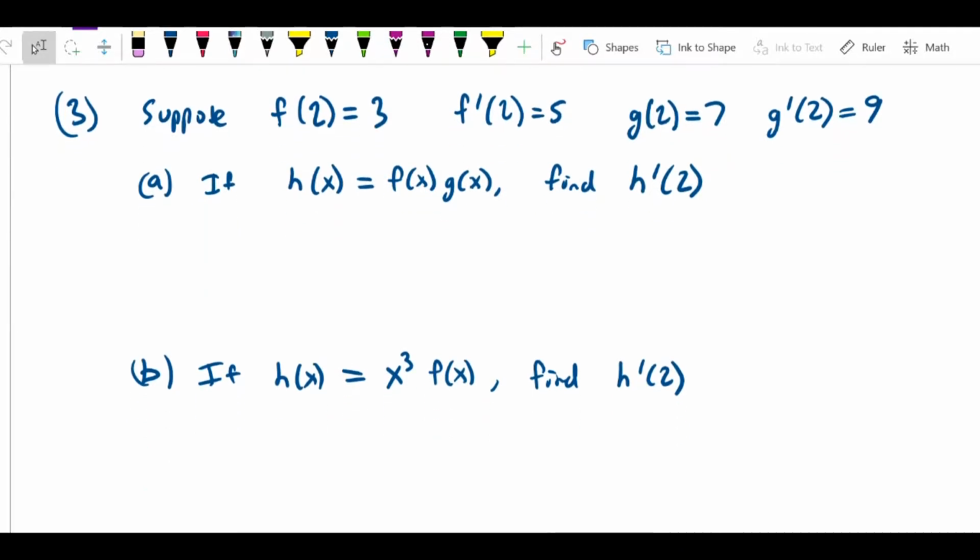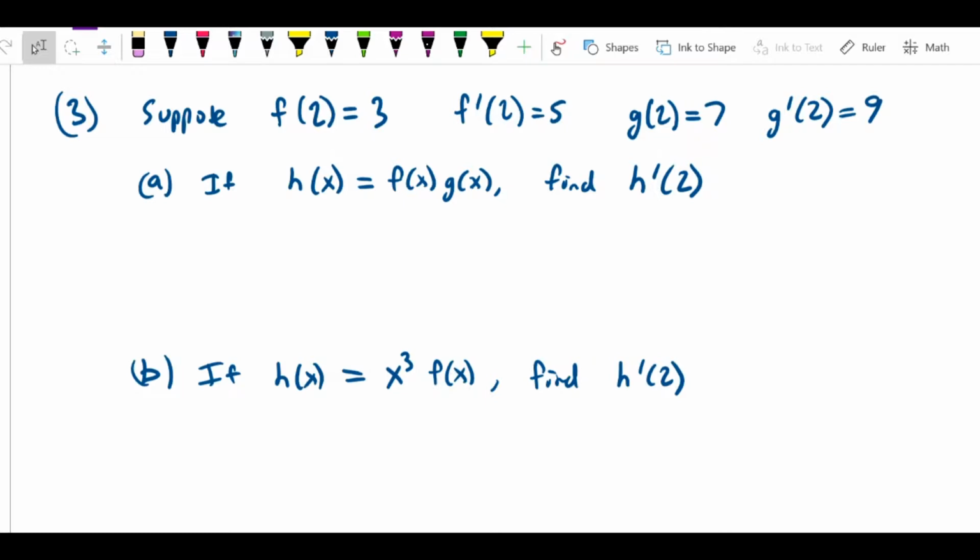Here we have a couple of problems that are a little bit more abstract. Let's suppose that all we know about f and g is that f of 2 is equal to 3, f prime of 2 is equal to 5, g of 2 is 7, and g prime of 2 is 9. So if h of x is the product of these two functions, let's find h prime of 2.